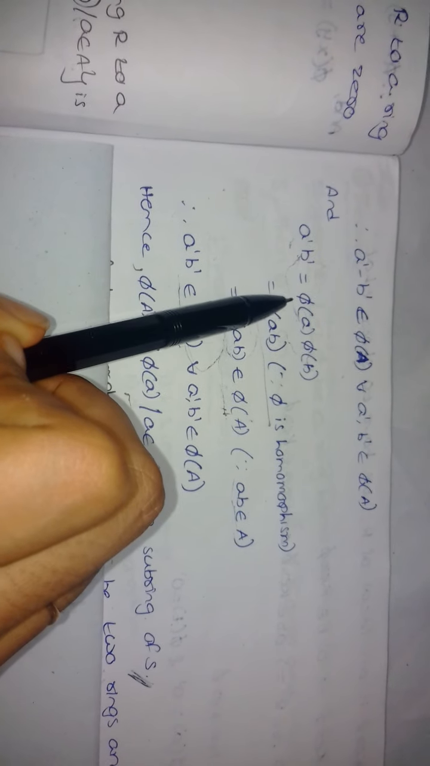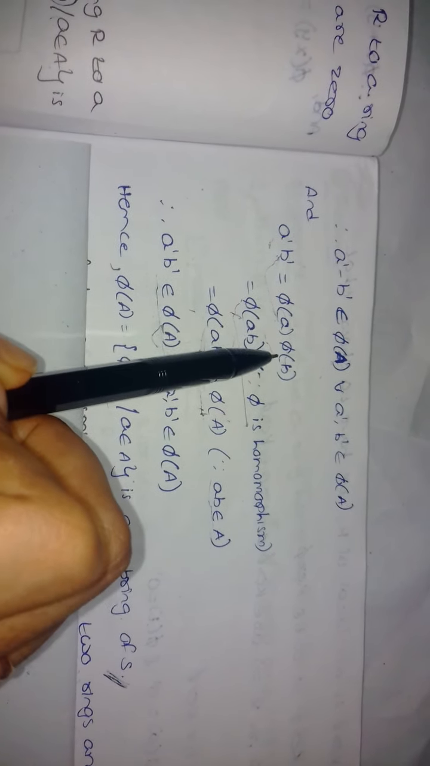The next condition of a subring is A dash into B dash. That implies A dash is pi of A and B dash is pi of B. That implies pi of A into pi of B can be written as pi of AB. Here AB belongs to capital A, which means it belongs to pi of A. Since A dash B dash belongs to pi of A, the second condition is satisfied. Hence we can say pi of A is a subring of S.